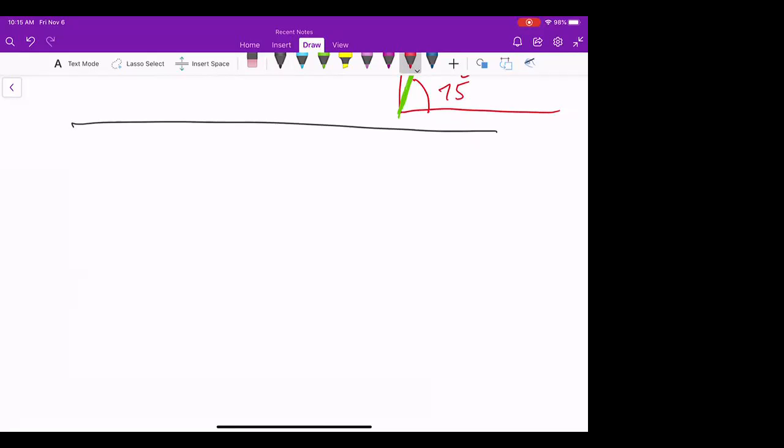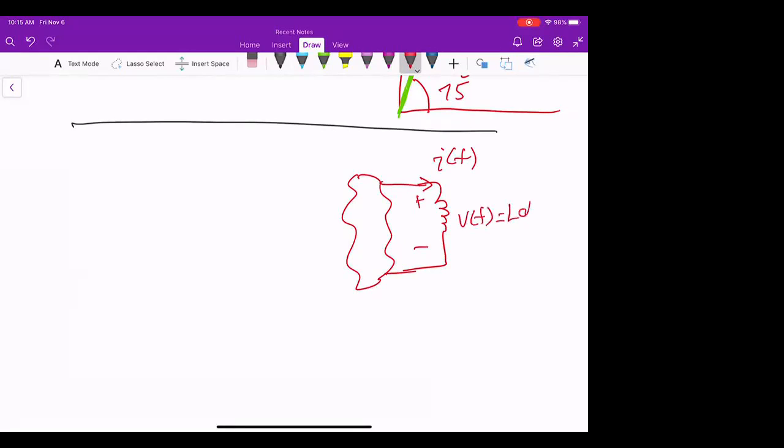So let's see. If this is our inductor, and this is our current, V of t is equal to L di/dt. So this is the voltage-current relationship of the inductor, where L is the inductance of the inductor.